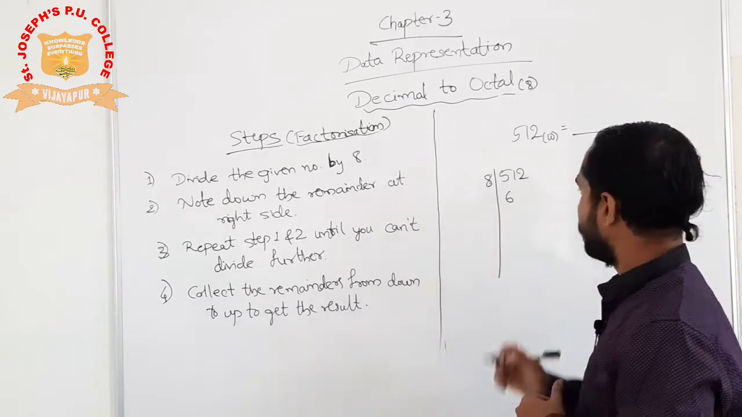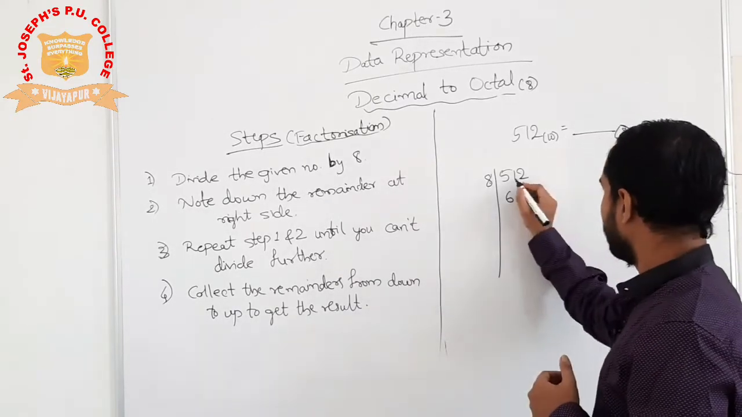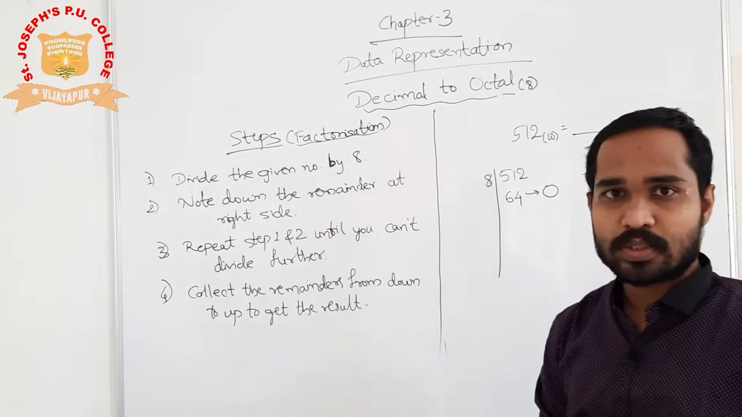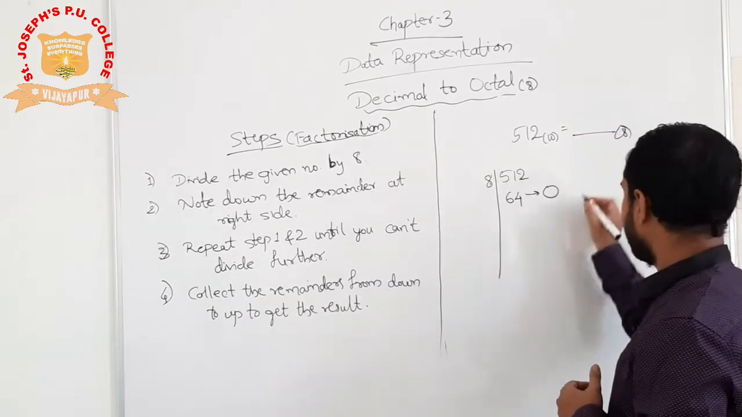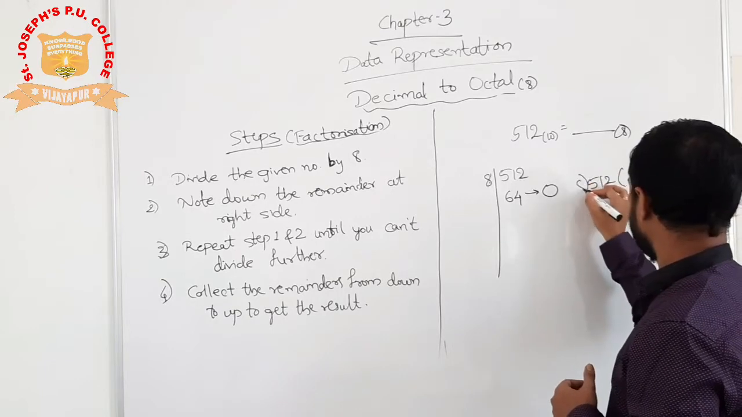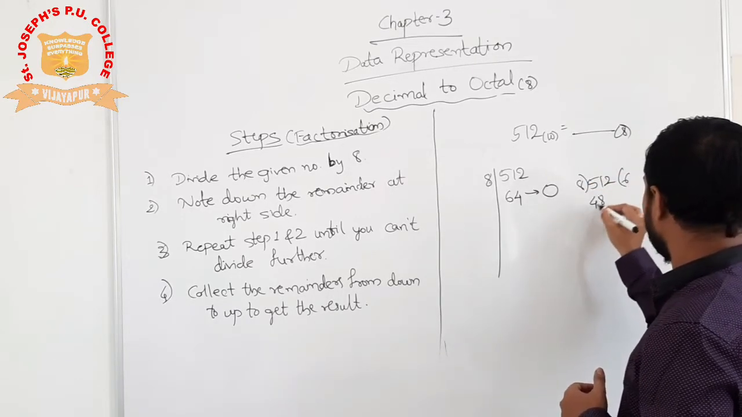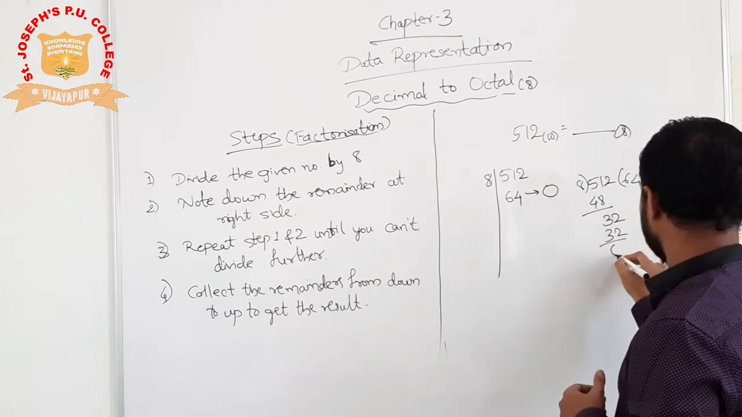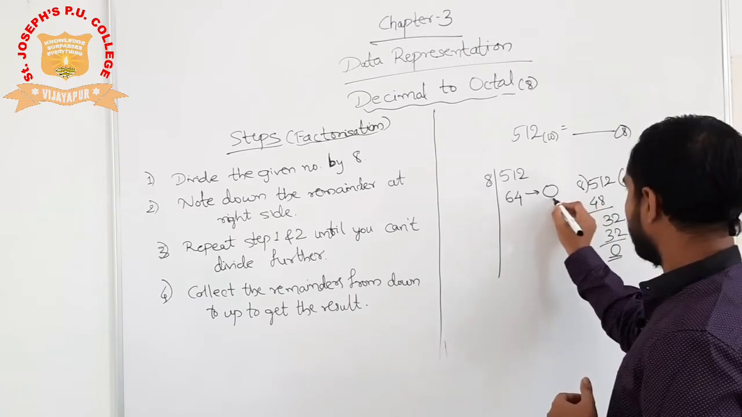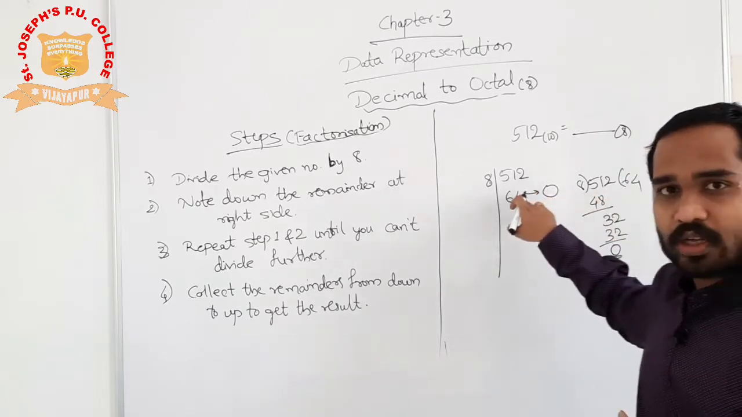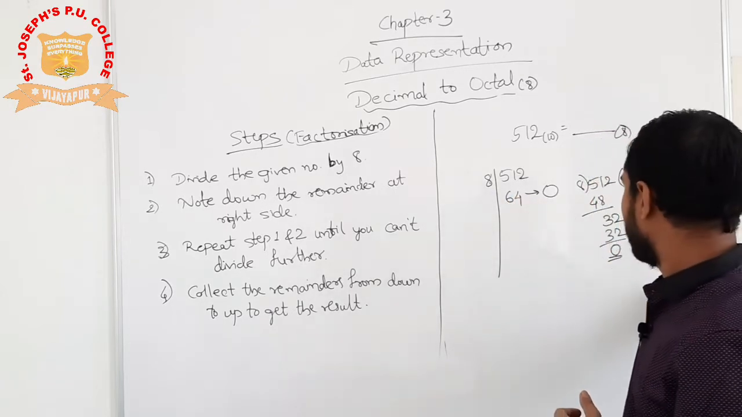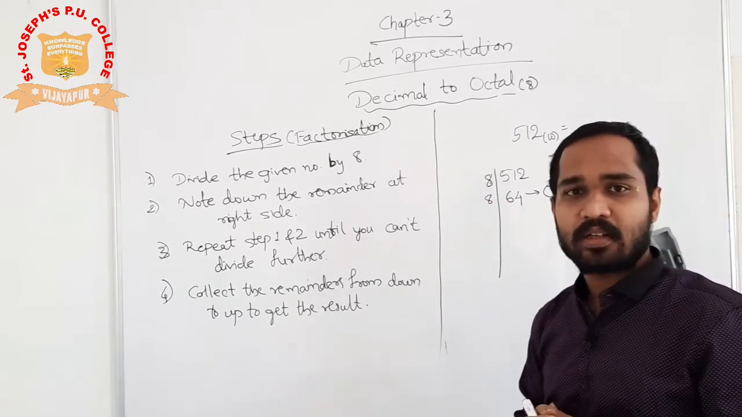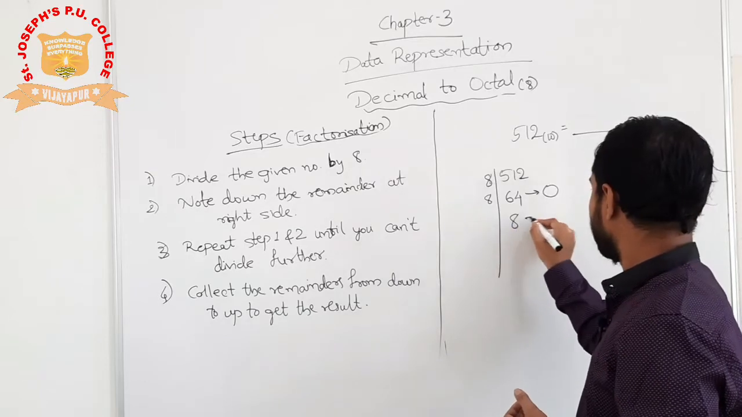8 6s are 48. 3 is the remaining. Then 32. That is 8 4s are 32. Any remainder is there? No. So 0 is the remainder. Am I right? Is that calculation correct? 512 divided by 8. 8 6s are 48, 3 is remaining, 32. So 8 4s are 32, 0 is the remainder. So the remainder I am writing here and the quotient I am writing here. Is that fine? Okay, you have understood this. Then again repeat the step. That means 64 by 8. 8 8s are 64.